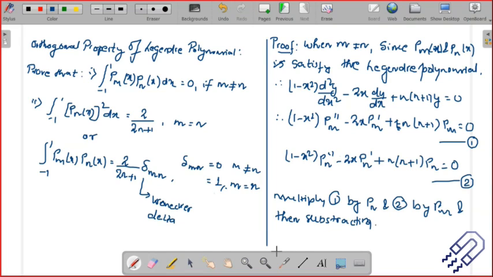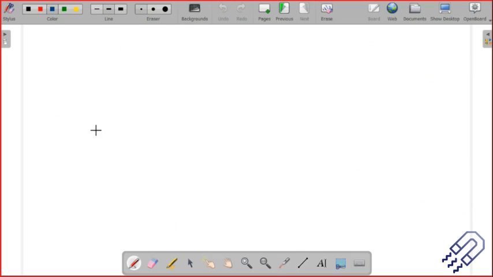So what we can do here is 1 into Pn minus 2 into Pm is equal to 0. So we're going to do this. Let me just go to the next page, and when you note it down, you can catch it up easily. Let me just directly write it down.